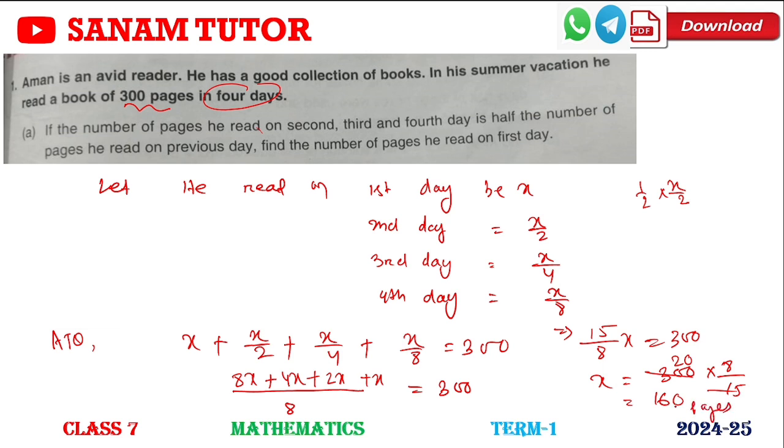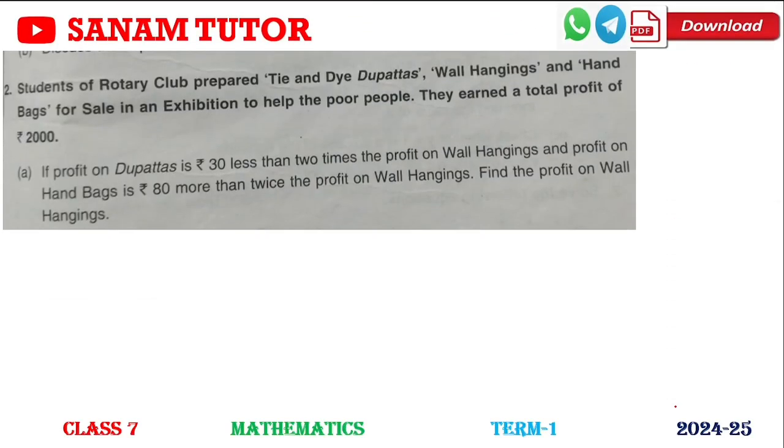Okay. Next question. The students of a Rotary Club prepare tie and dye dupatta, wall hanging and handbag for sale in an exhibition to help the poor people. They earn the total profit. Okay, total profit is given, so we can write total profit equal to 2000 rupees.